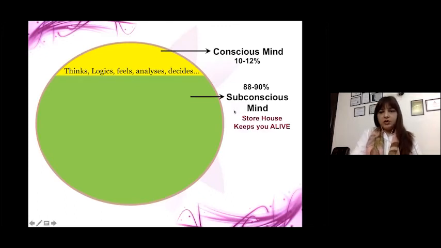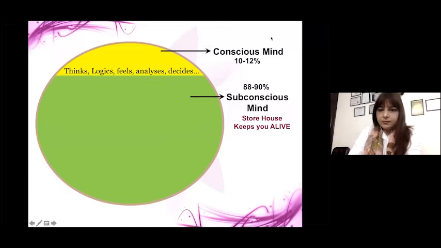So let me come to subconscious mind. Now, subconscious mind has two important functions. One, it is the storehouse of all the information. And second important function, it keeps you alive. So we can say that God is not moron because it has given only 10 to 12% to conscious mind, and subconscious mind is 88 to 90%. It must be doing something very important. That is why it is bigger, stronger, and more powerful.